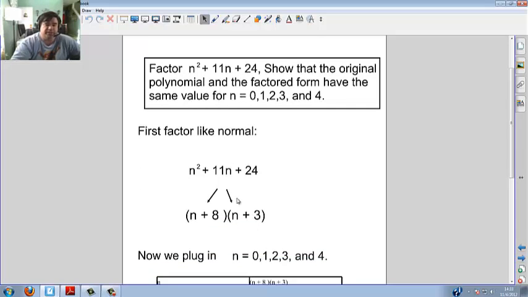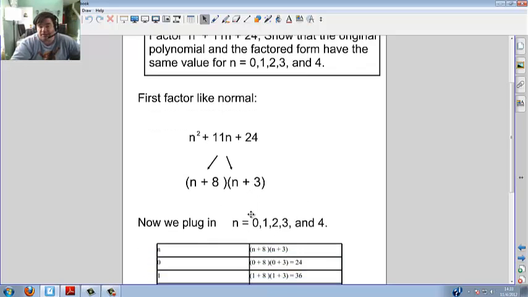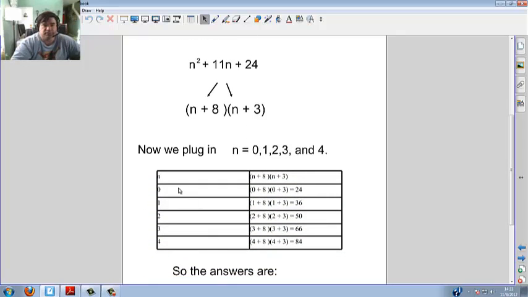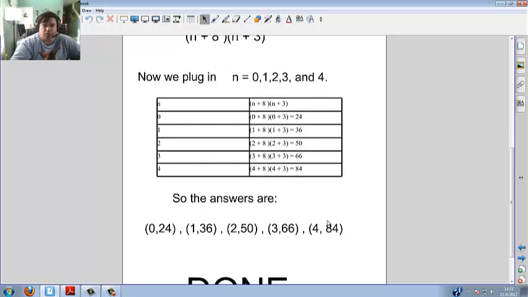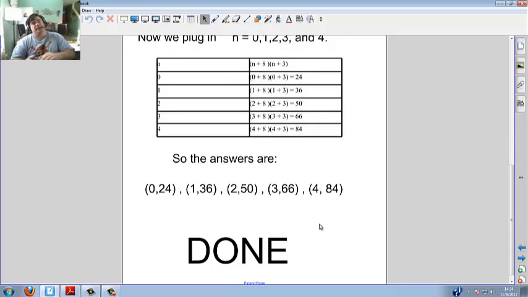Now we're just going to plug in the 0, 1, 2, 3, and 4 for the n's. And you make a small table. And so 0 makes 24, 1 makes 36, 2, 50, etc. Notice how I put them all like this, just ordered pairs. And we are done. Quick and easy.